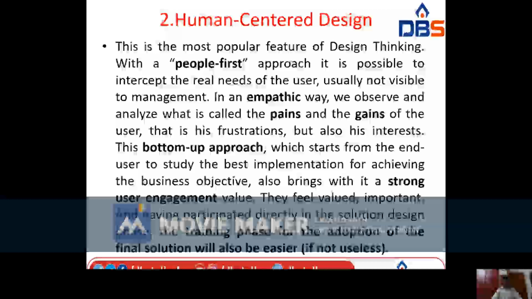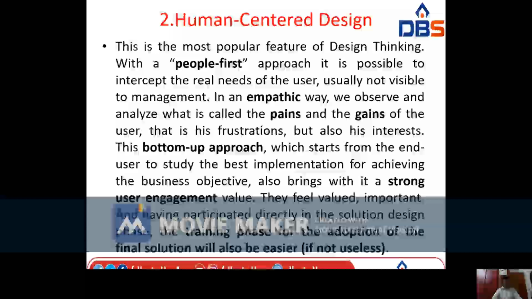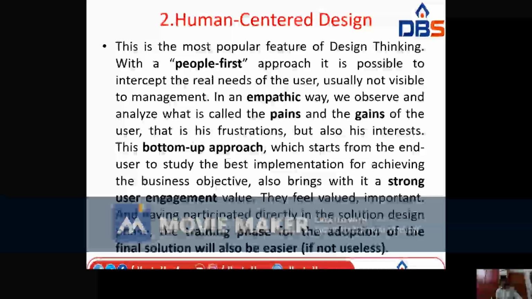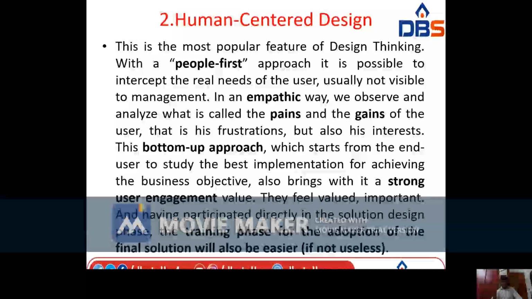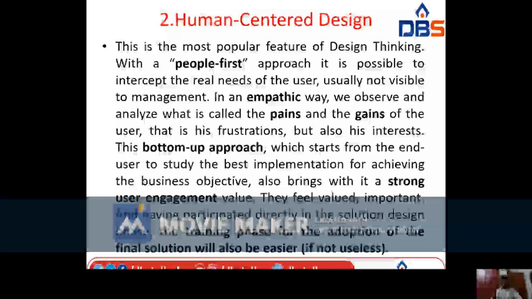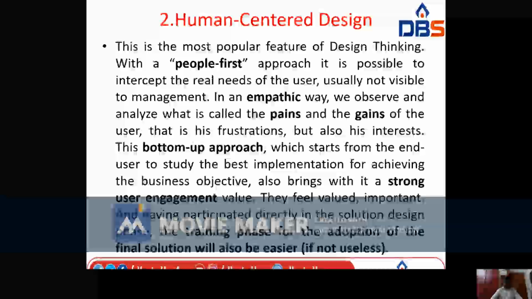Having participated directly in the solution design phase, the training phase for the adoption of the final solution will be easier. Here we directly involve the people in the design phase. From that we will easily get better solutions and better involvement. Completely, the principle of design thinking is based on the human-centered design approach.